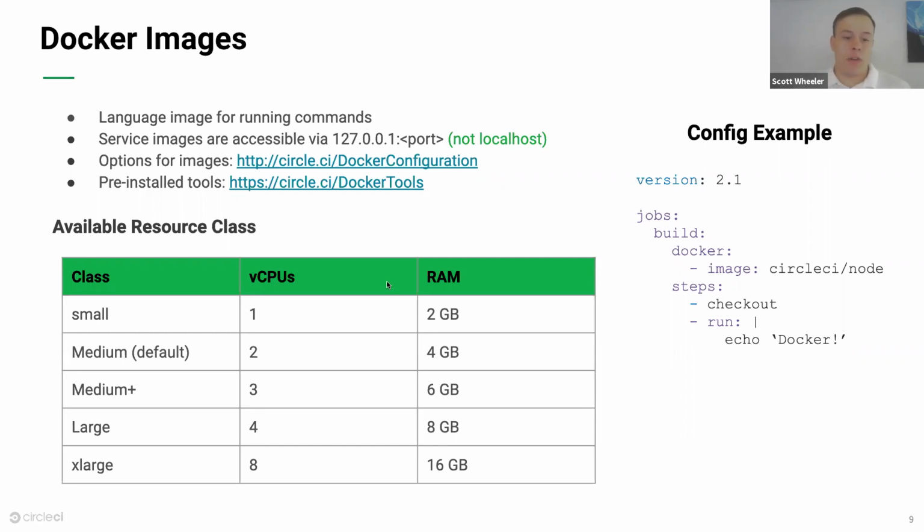Quick note, service images are accessible at 127.0.0.1, then using the port, not with localhost. You can view our options for different convenience images at circle.ci/docker-configuration, and the pre-installed tools that we use on our Docker images at circle.ci/docker-tools.